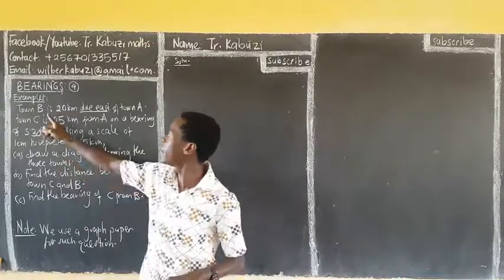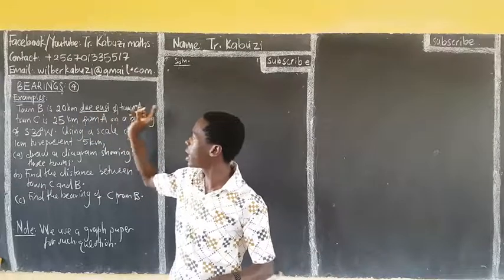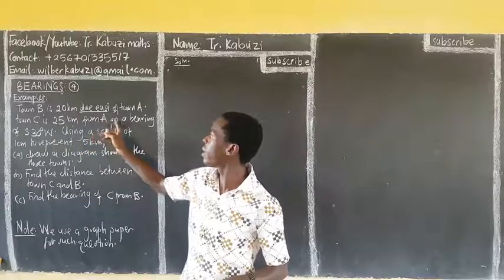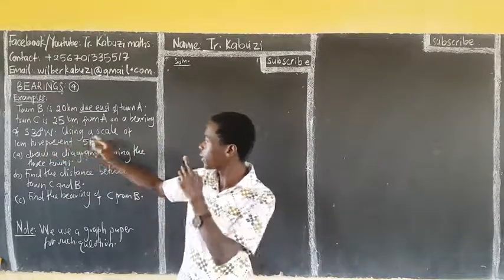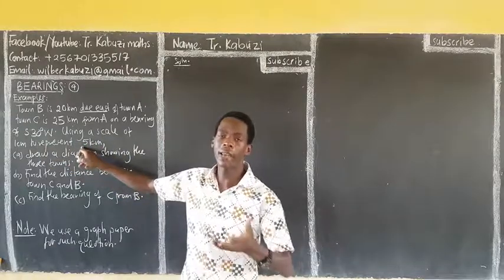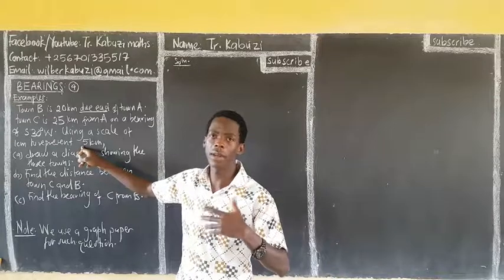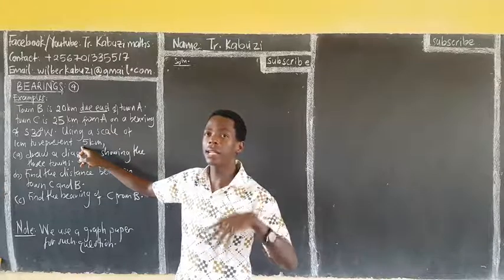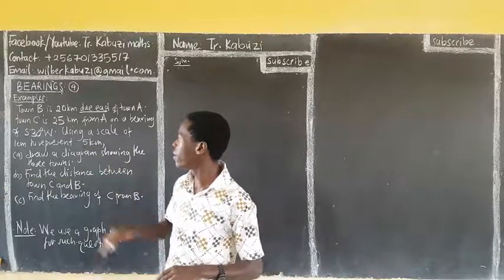Town B is 10 kilometers due east of town A. Town C is 25 kilometers from A on a bearing of south 30 degrees towards the west. Using a scale of 1 centimeter to represent 5 kilometers. Of course, this scale is helping us now because you are going to use a graph. You can't put kilometers on a graph. That's why this scale is going to help us to convert to centimeters so that you can easily put them on a graph. Draw the diagram, showing it.